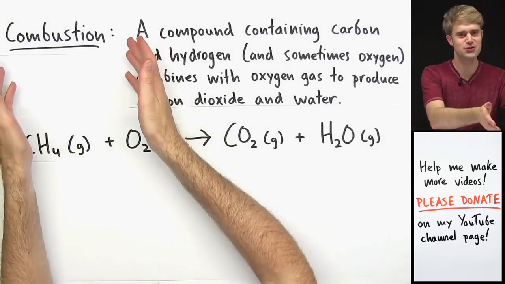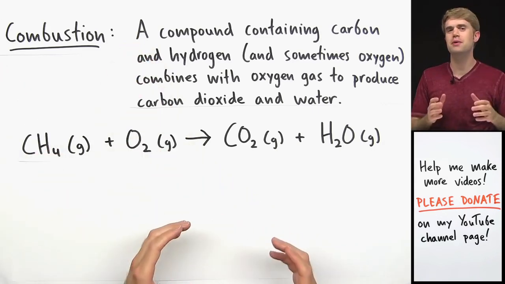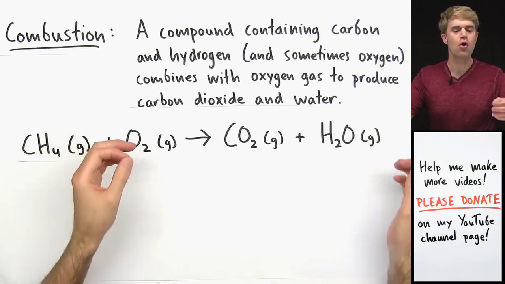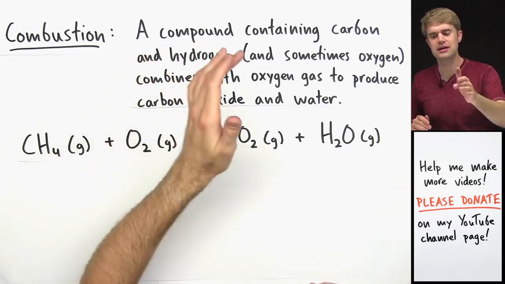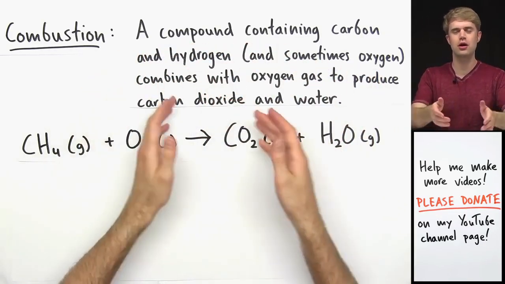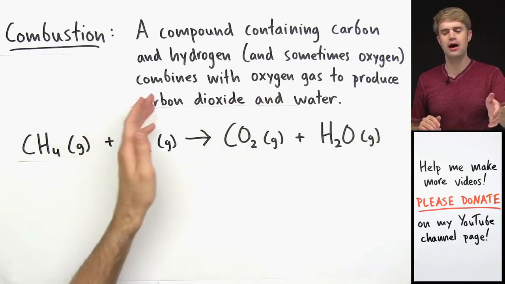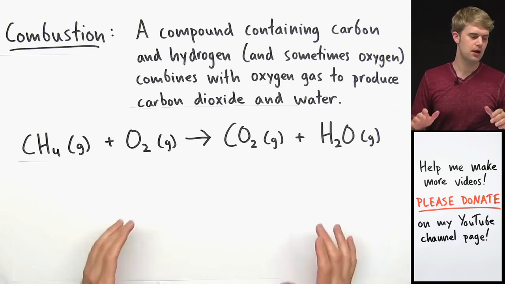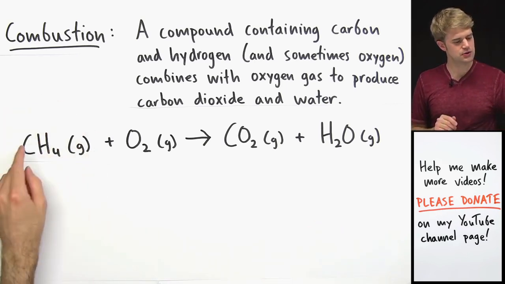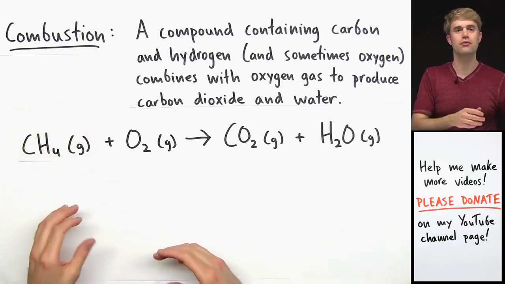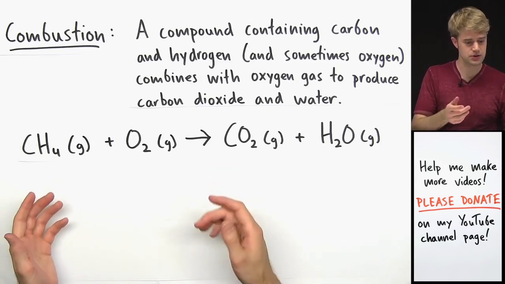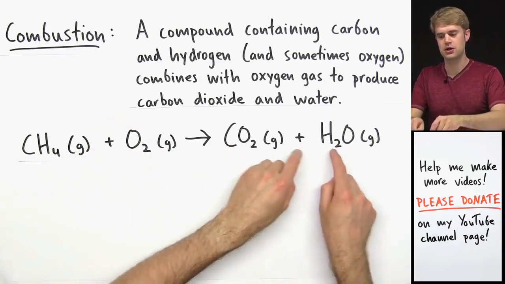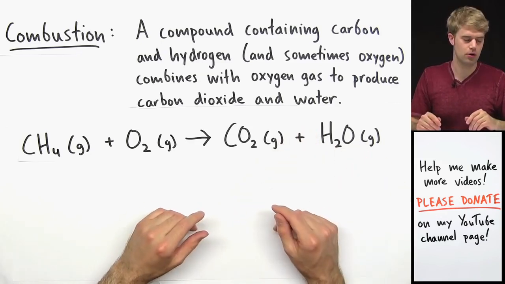Okay, combustion reactions. Combustion is basically a fancy word for burning. And when something burns, what happens is that a compound containing carbon and hydrogen, and sometimes oxygen, combines with oxygen gas to produce carbon dioxide and water. Here in my example, CH4, which is the chemical formula for methane, a type of natural gas, combines with oxygen, and it forms carbon dioxide and water, H2O.